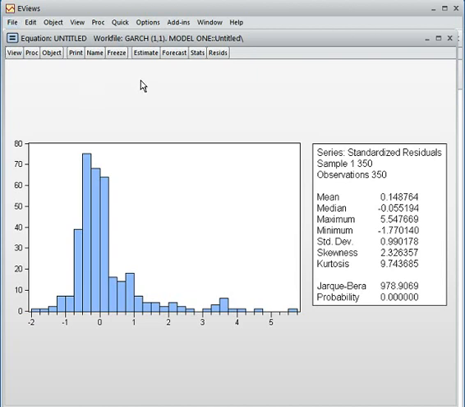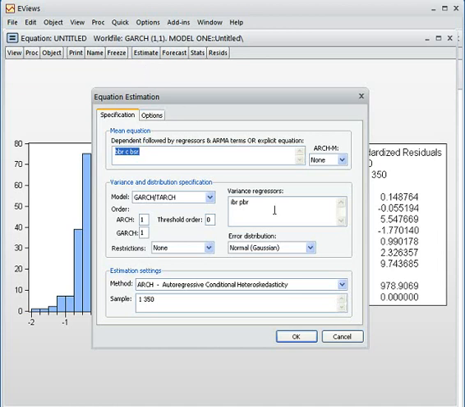Now we check the second type of error distribution, which is the Student's t distribution, and we see the results for that model. I go to Estimate, and I already checked this one. Now I check the Student's t with fixed degrees of freedom error distribution, right?